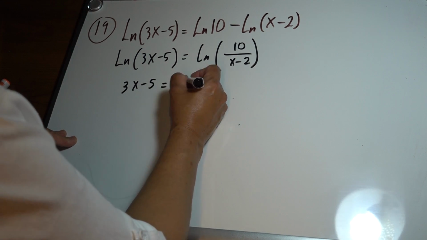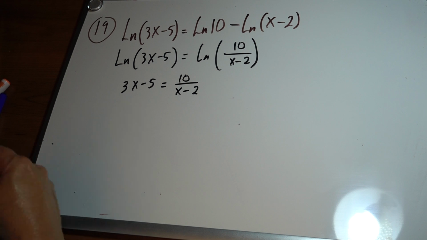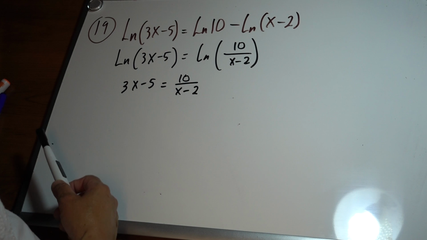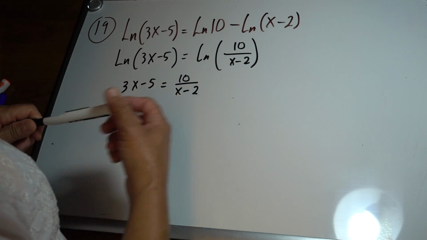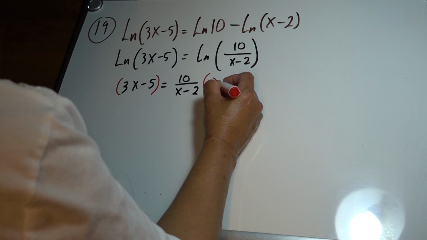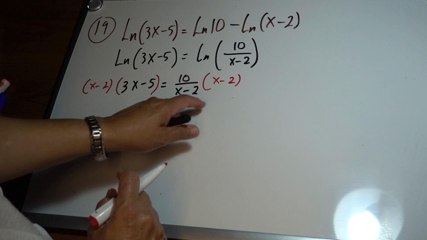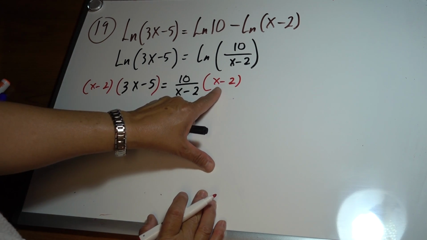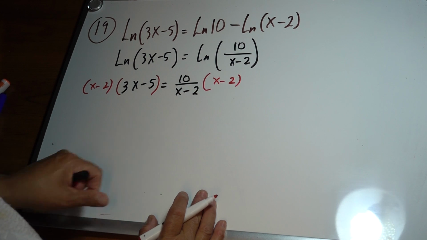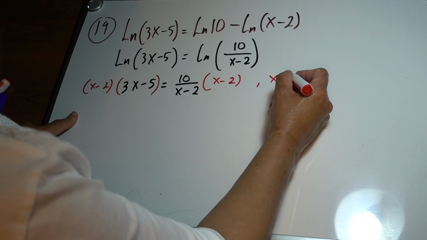equals 10 over x minus 2. In order to solve this equation, we need to multiply both sides by x minus 2. Since we multiply by x minus 2, we have to make sure that x is not 2, because when x equals 2, this is 0. So that will not be valid. So we're assuming that x cannot be 2.